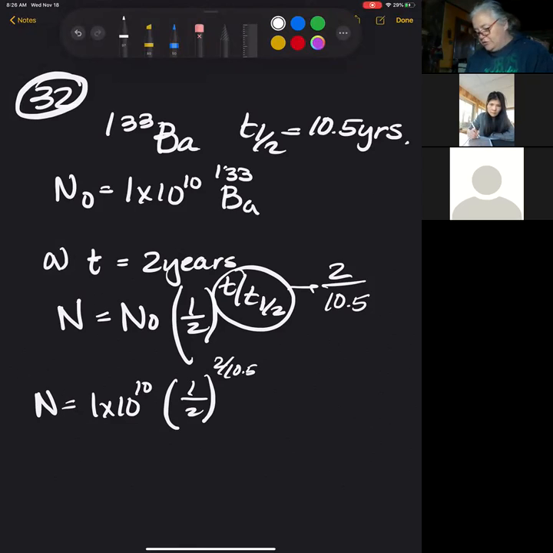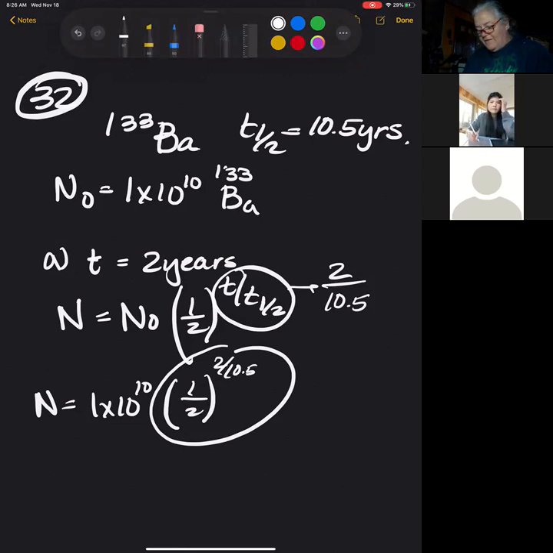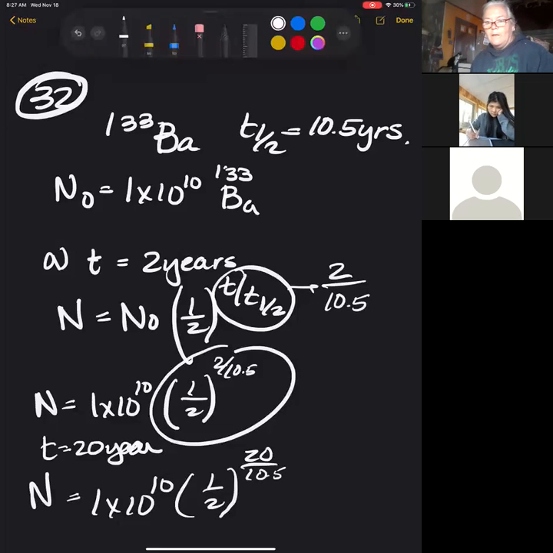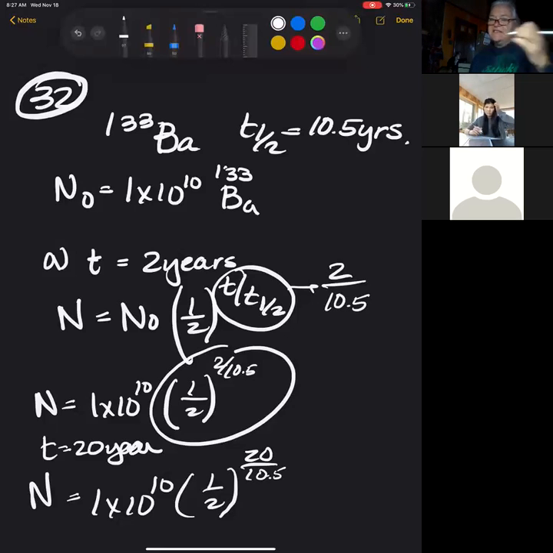Okay, so you do this part first, and then multiply it by the number you start with. Now, if the next time is 20 years, the only thing that changes is my exponent. This is still 1 times 10 to the 10th, and this is still 1/2, but now my exponent is 20 divided by 10.5, because now 20 years have passed, but I still have the same half-life. And if it's 200 years, it would be 200 divided by 10.5 here.